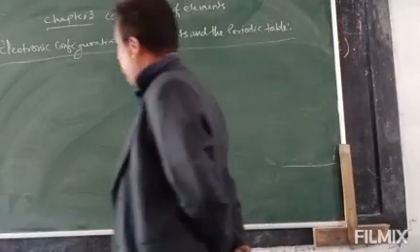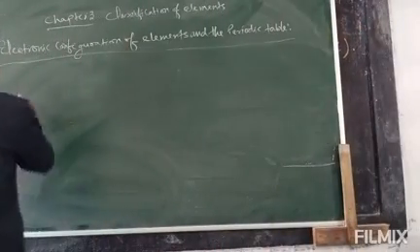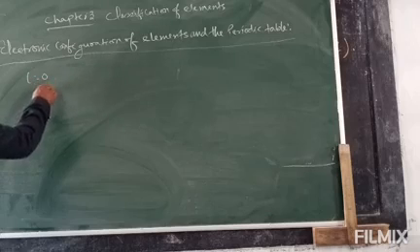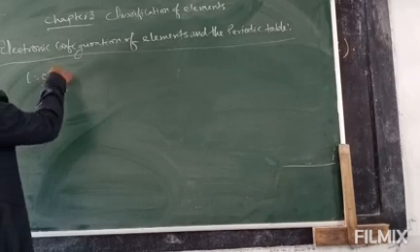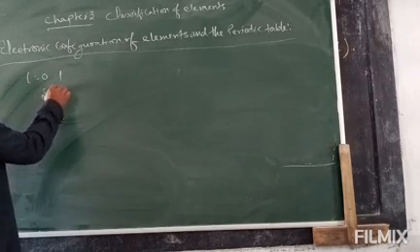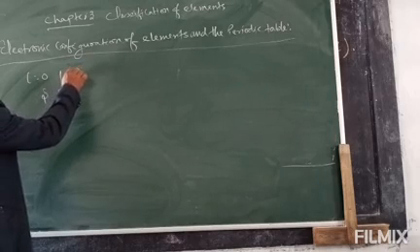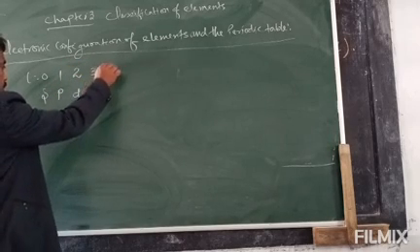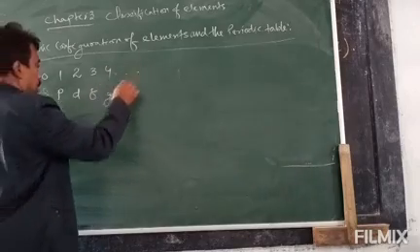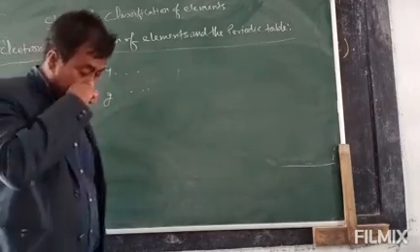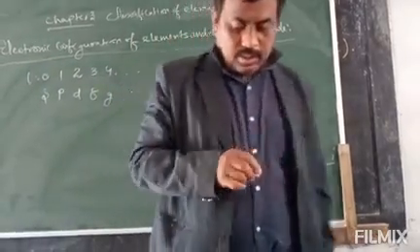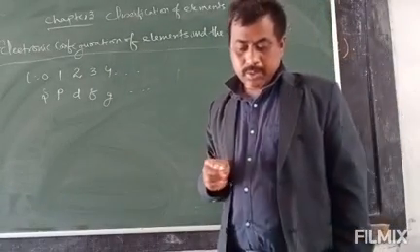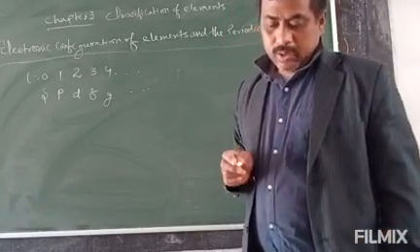As we already know, if l equals 0, then we have s orbitals. If l equals 1, then we have p orbitals. If l equals 2, d. If 3, f. If 4, g. Like this it will go on. So these are the subshells or orbitals of an atom.